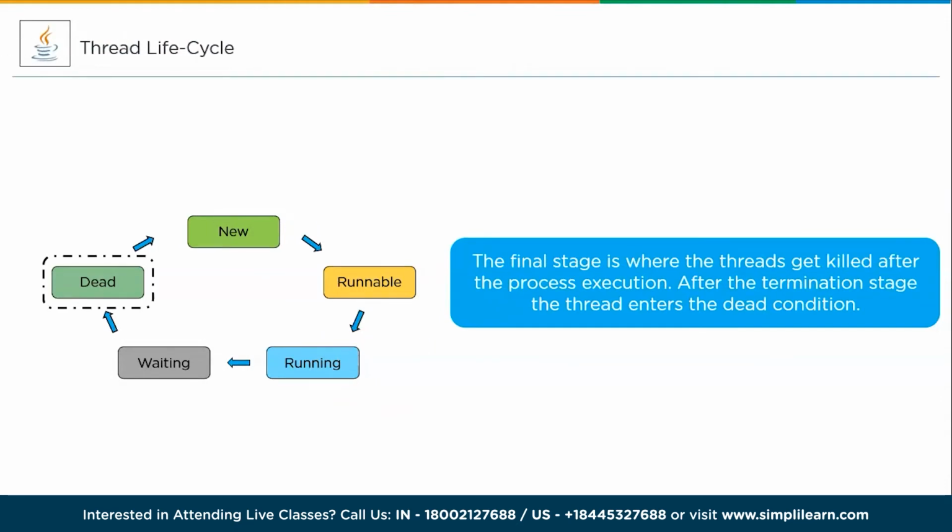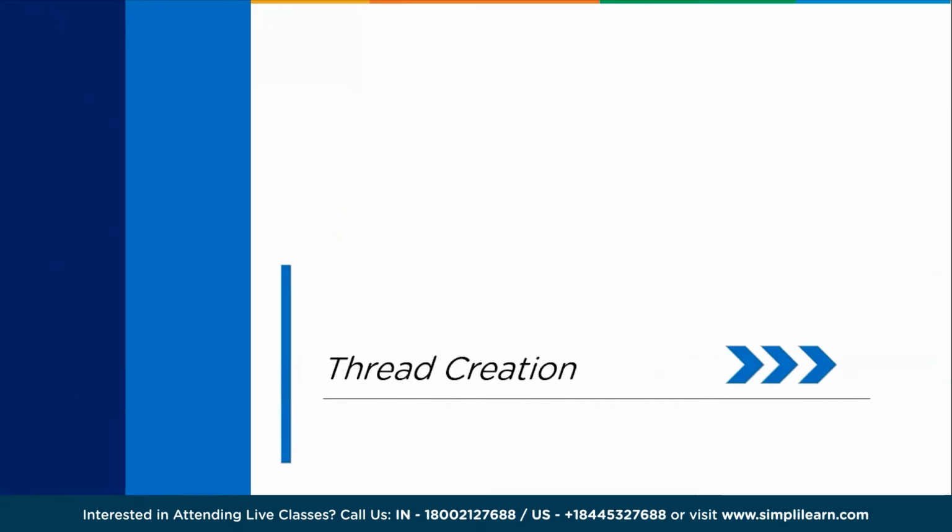The final stage is where the thread gets killed after the process execution is done. After the termination stage, the thread enters the dead condition. Let's say the process got completely executed and there is no reason why the thread is still active, then automatically the scheduler or the main thread will terminate the executing child thread or the waiting thread, whichever state it is in. If the process is done, the child thread, whichever finished the execution, will go into the dead state. So this is the thread life cycle. Moving into the next subheading, we will understand the process of thread creation.